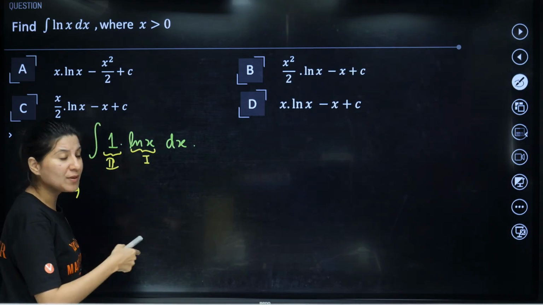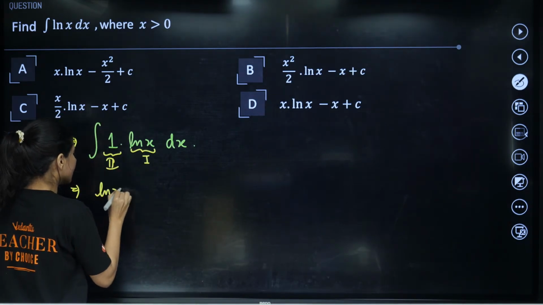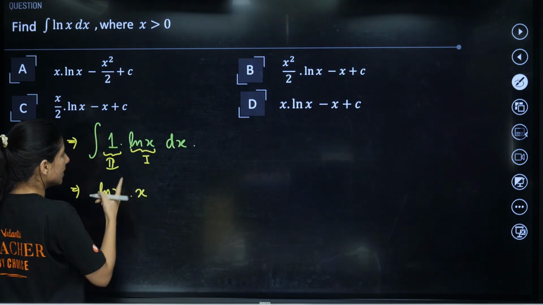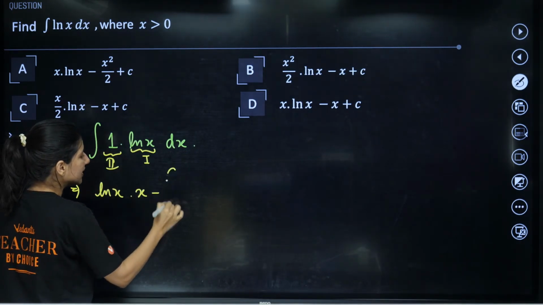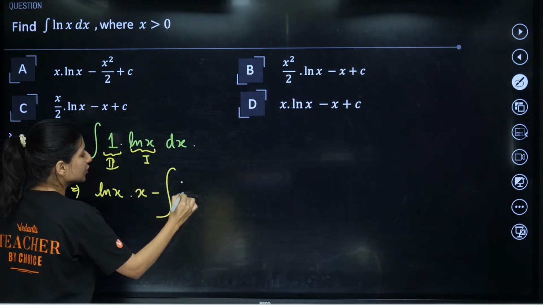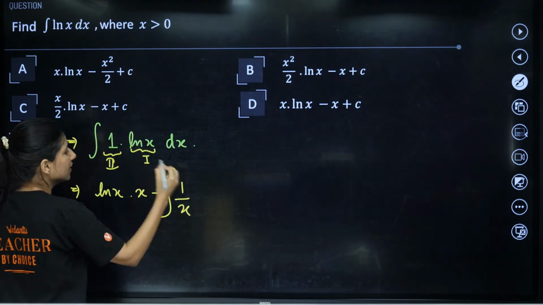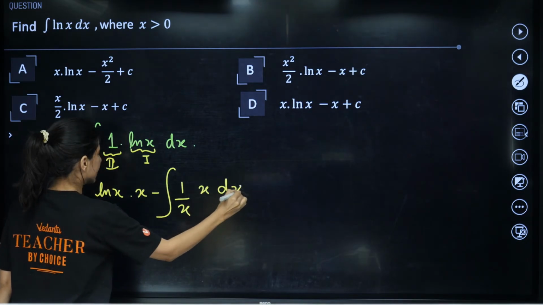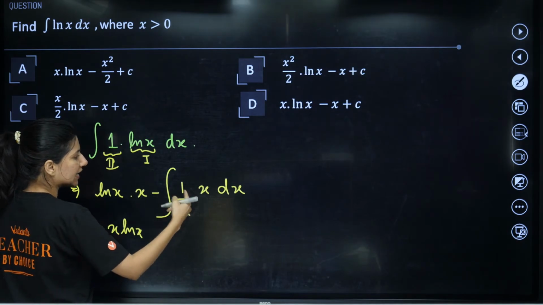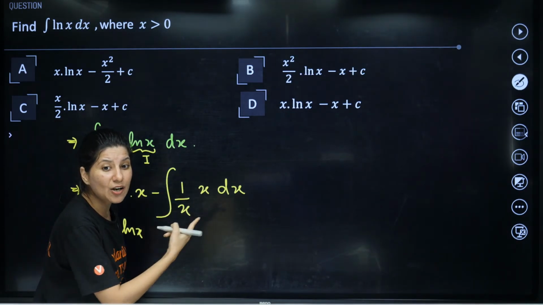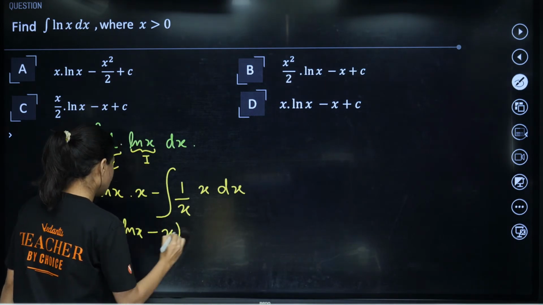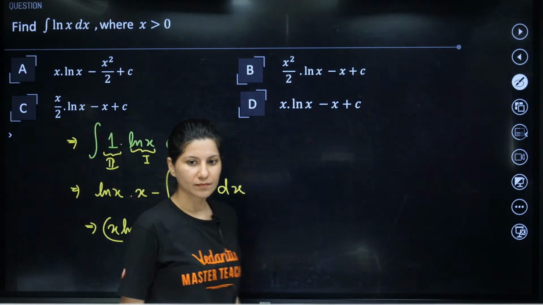Now tell me the formula. First function constant, integration of second function. So integration of 1 is x, minus integral of derivative of first function and integral of second function. That's it. Very easy. This is x log x. x cancels, so the integral of 1 will be x. Plus constant.